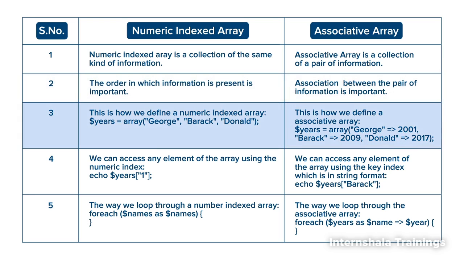Next, the way we define the numeric indexed and associative array is different from one another. In case of a numeric indexed array, we can access any element of the array using the numeric index. And for an associative array, we can access any element of the array using the key index, which is in string format. Lastly, the way we loop through a numeric indexed array and an associative array is different from each other. So that was all about arrays. Up next is a quiz.